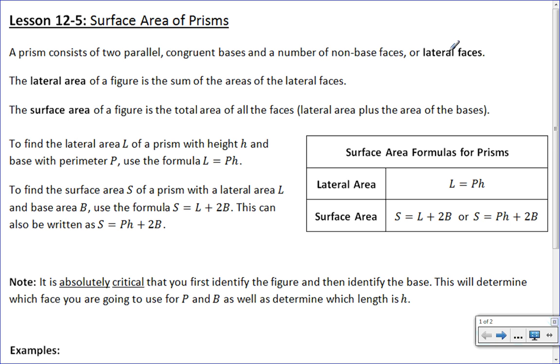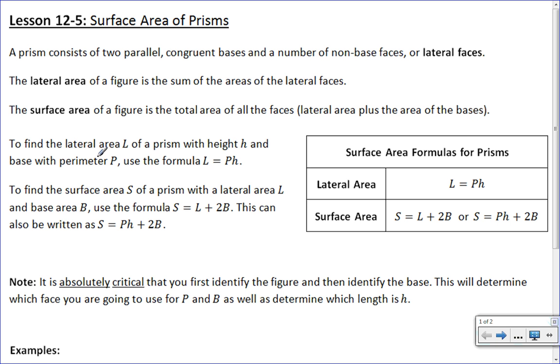So this word might actually be new, lateral. The lateral area of a figure is exactly what it sounds like. It's the sum of the areas of the lateral faces. The surface area of a figure is the total area of all the faces. So that's the lateral area plus the area of the bases.